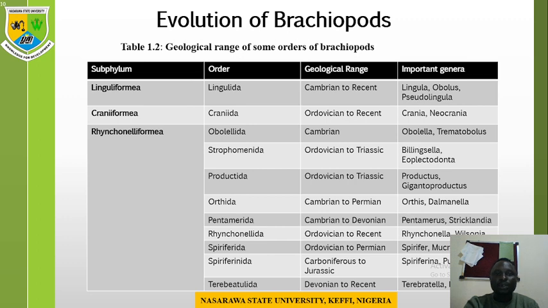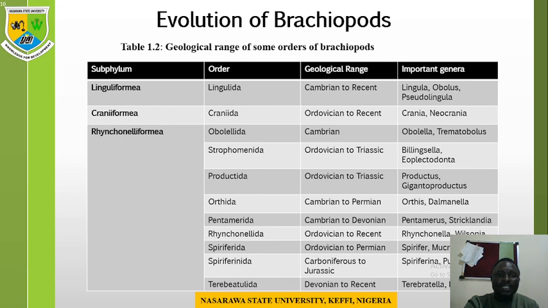So, this table shows the geological range of some orders of brachiopods. For the class Linguliformea, we have orders such as the Lingulida. The geological range is between Cambrian to recent, and the important genera under this class are Lingula, Obolus, and Pseudolingula. Then we have the class Craniformea, with others such as the Craniida, and the geological range for the Craniida is between the Ordovician and the recent. The important genera are Crania and Nicocrania.